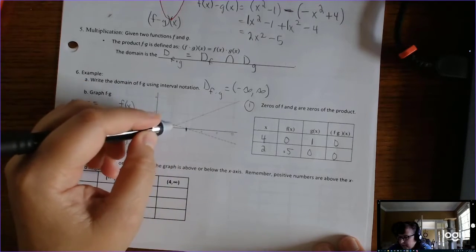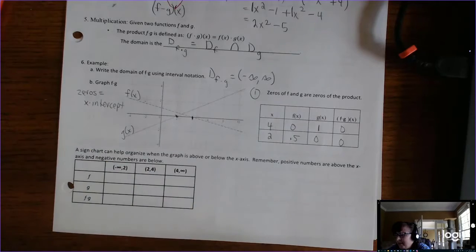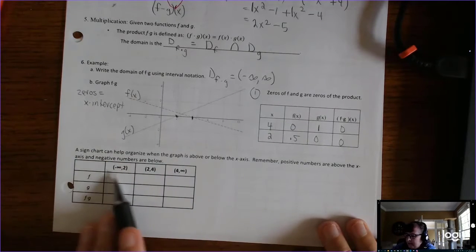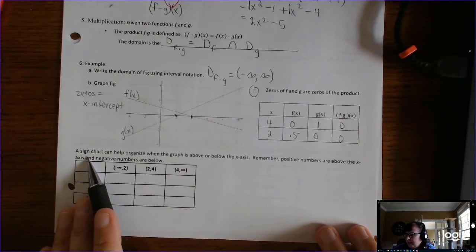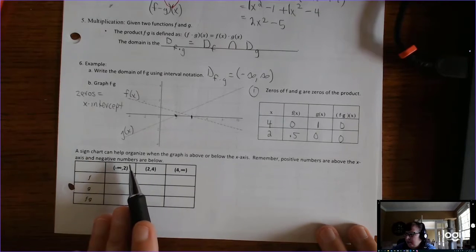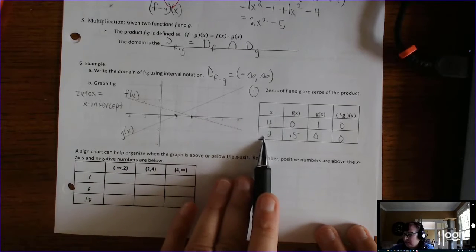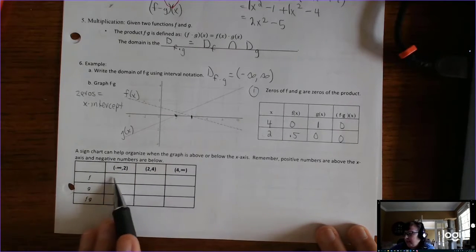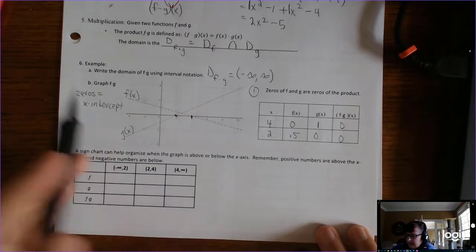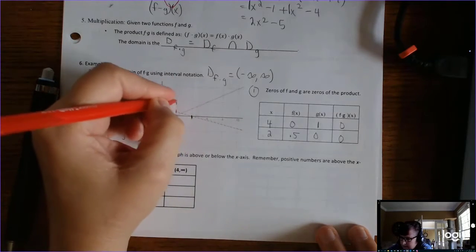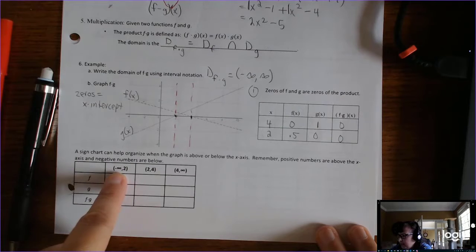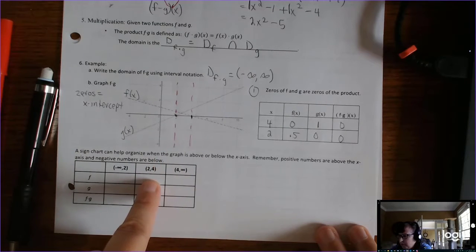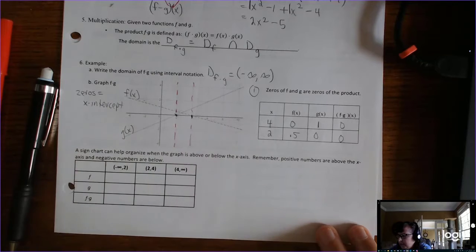Now why is that important? Well, the easiest way to graph these is to create these intervals. A sign chart can help organize when the graph is above or below the x-axis. Remember, positive numbers are above the x-axis and negative numbers are below. So what I'm doing is I took these zeros, at 2 and 4, and I broke this x-axis into 3 pieces. This interval is negative infinity to 2. This interval is 2 to 4, and this interval is 4 to infinity.